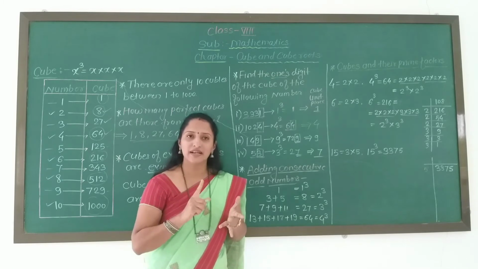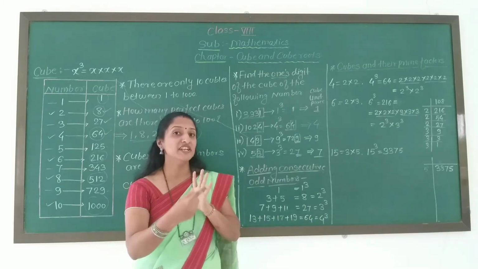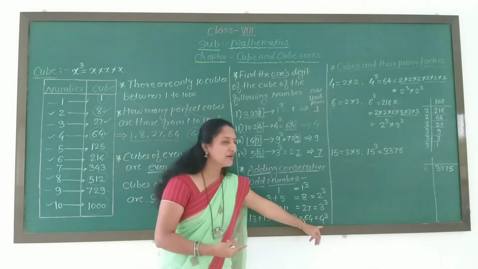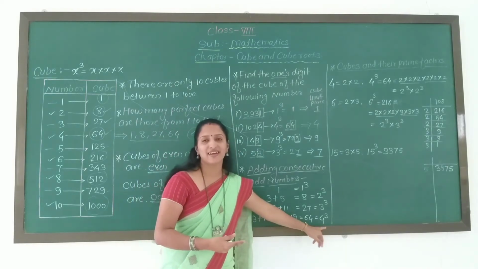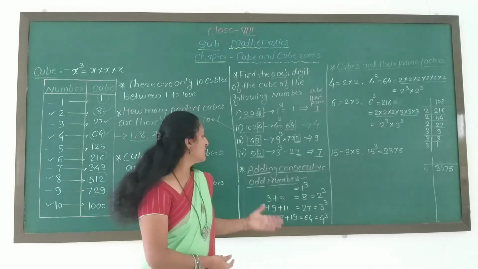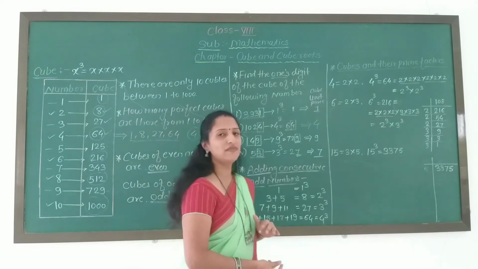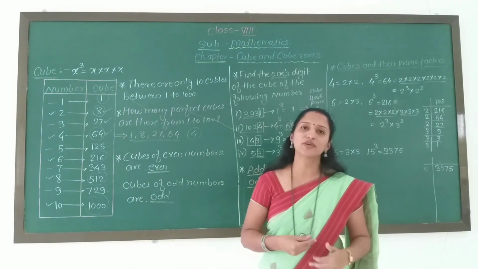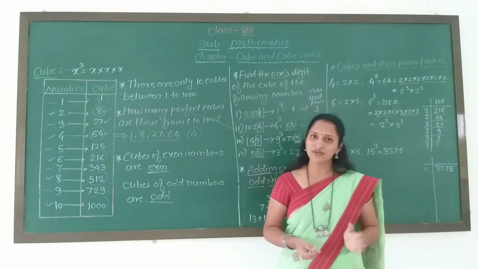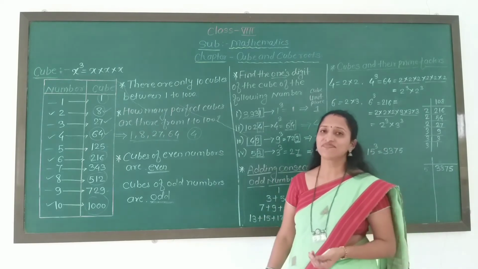23, then 25, 27 and 29. Addition of these 5 numbers is what? 125, and 125 is the cube of 5. So adding consecutive odd numbers, we get the cube of numbers. Understood? So this is one interesting pattern, right?